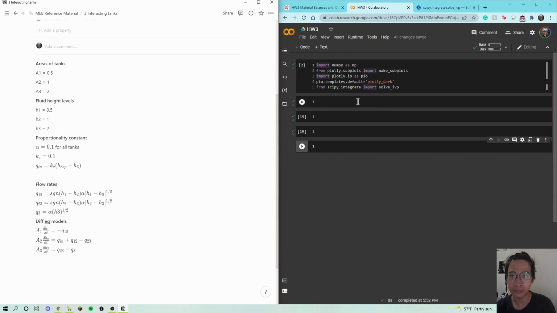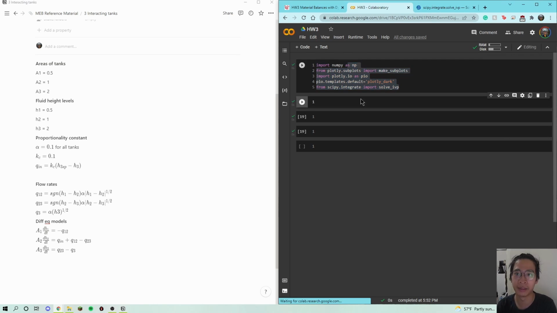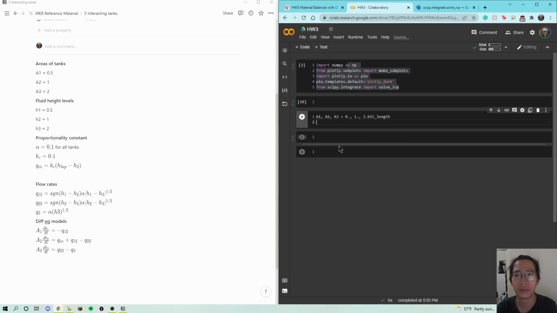So, standard imports as always. And the first thing I might want to do is declare my initial conditions and known variables. So I'm going to first declare my areas: A1, A2, A3 is equal to 0.5, 1, and 2. As is H1, H2, and H3.